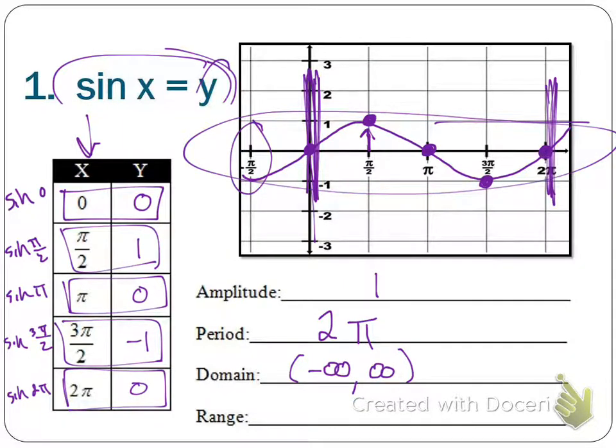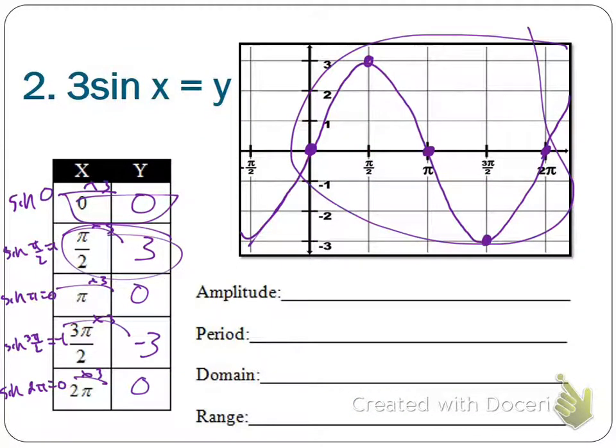Okay? The range is the y-axis, right? So up and down. Where does this graph go up and down? Well, it goes from negative 1 to 1. It stays in between negative 1 and 1, so that becomes our range. Okay?